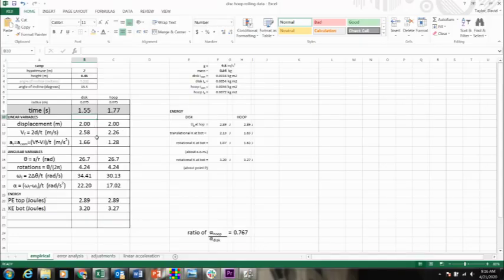Let's go to our data sheet now, and let's try 1.6 and 1.8.